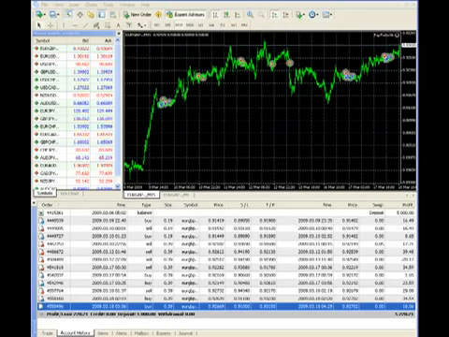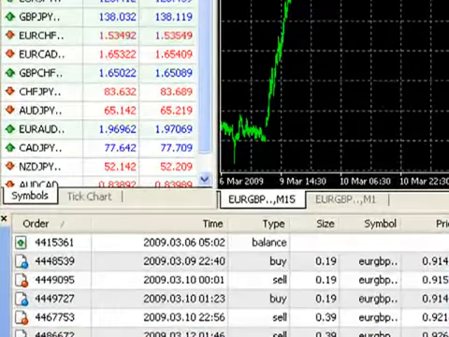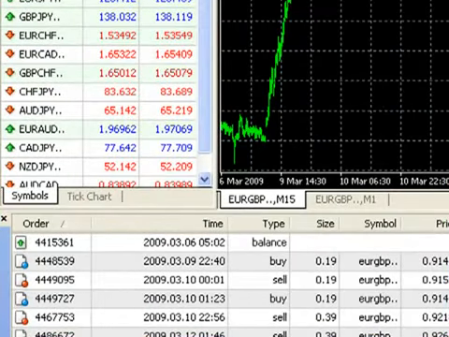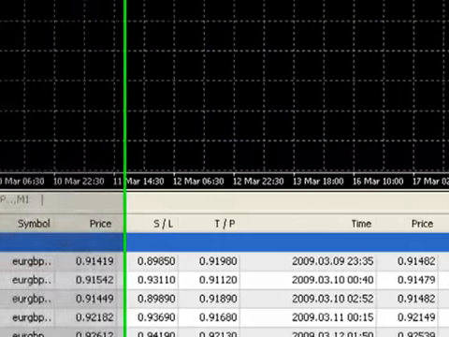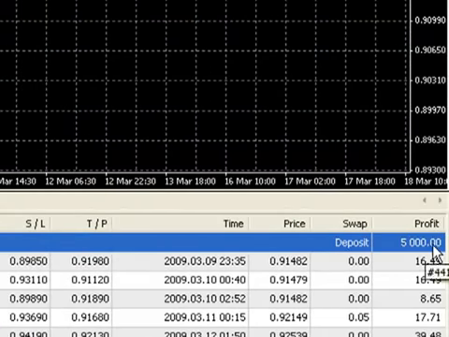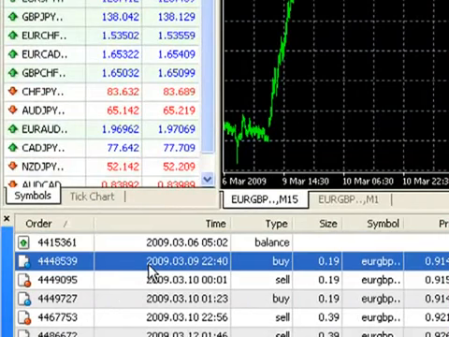Now, what you're seeing is an account that I set up on the 6th of March, and the account didn't begin trading. First of all, you can see here it was set up on the 6th. I deposited $5,000 into the account. It didn't begin trading until the 9th because we're heading into a weekend on the 6th.